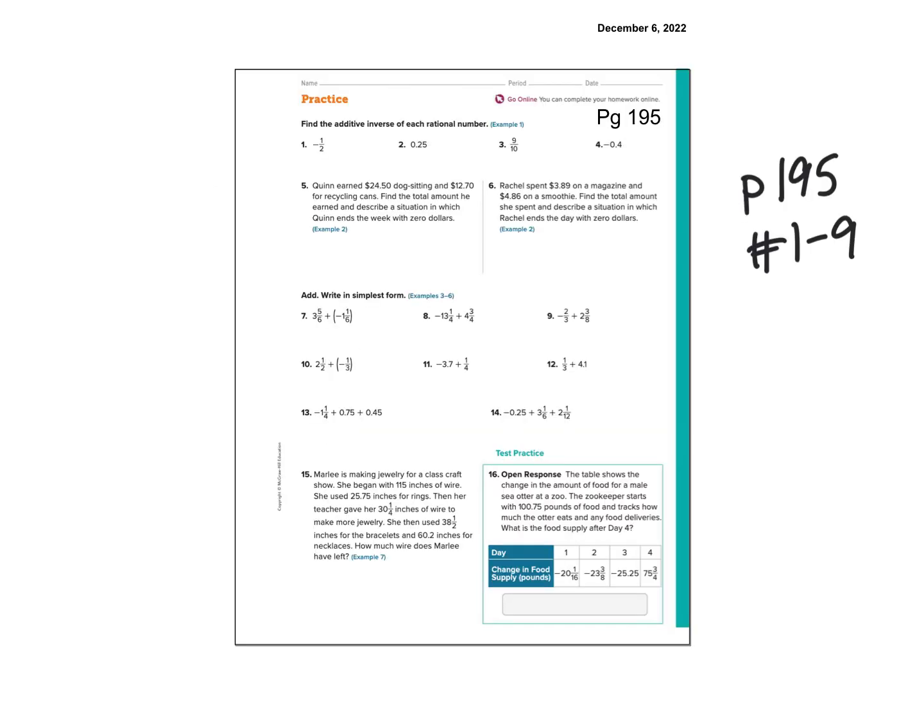All right, so for the rest of class, I would like you to try page 195, problems 1 through 9. Just get as far as you can during class here. Make sure you show your work.